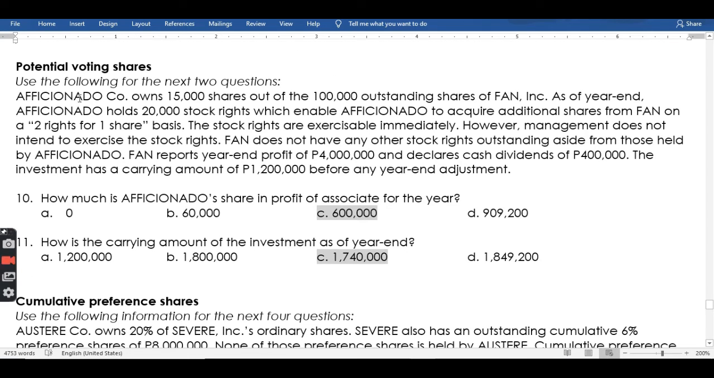Next, this one has potential voting rights. Aficionado Company owns 15,000 shares out of the 100,000 outstanding shares of Fund Incorporated. So if you consider that, your ownership is only 15%, so you do not qualify as an associate. But as of year-end, Aficionado holds 20,000 stock rights which enable it to acquire additional shares from Fund on a 2 rights for 1 share basis. So, 20,000 stock rights divided by 2, you can acquire an additional 10,000 shares.